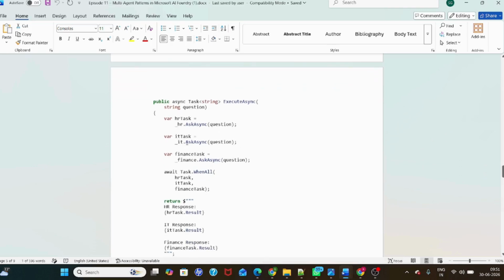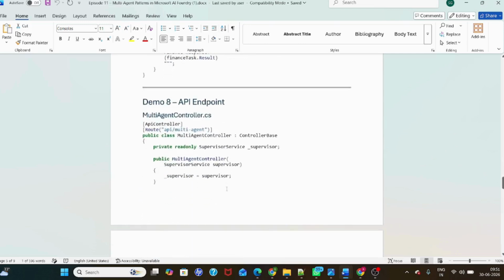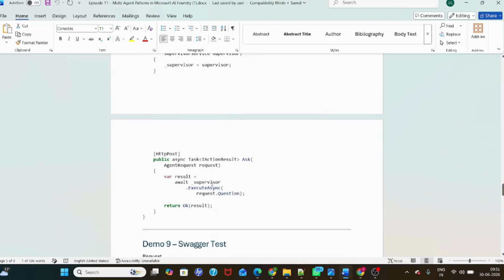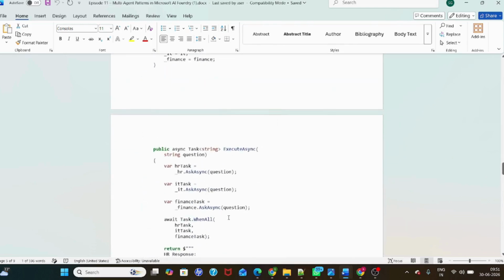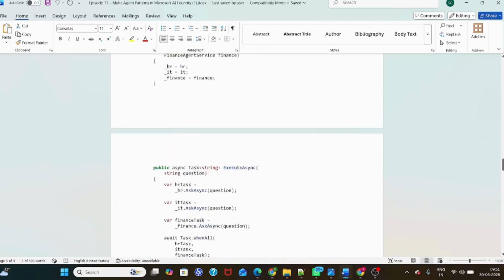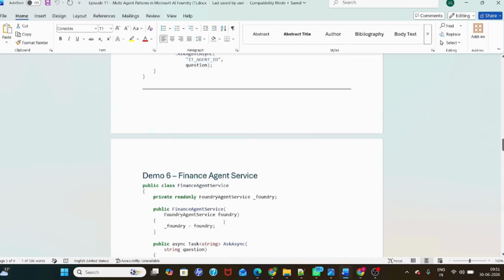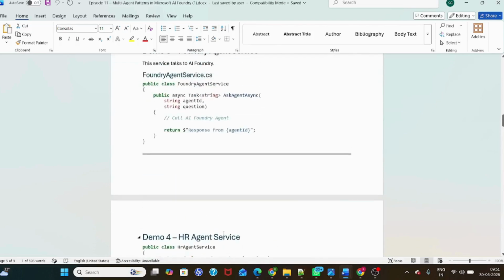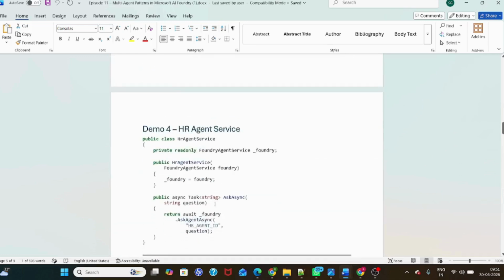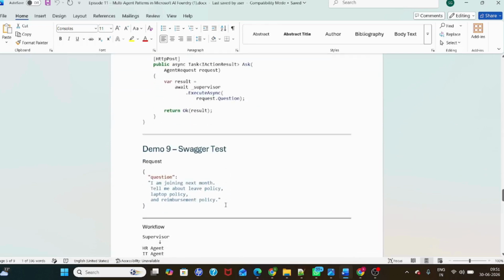So right now we have given this sample to understand how the supervisor agent works. The API endpoint will call the supervisor. The supervisor will call the individual agent. Once one individual agent is done, the response will come, and this individual agent will call the finance agent, sorry, the Foundry agent. You can make this a Swagger test.